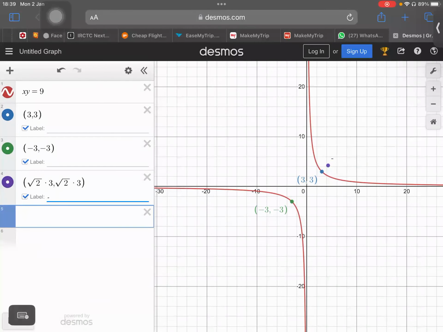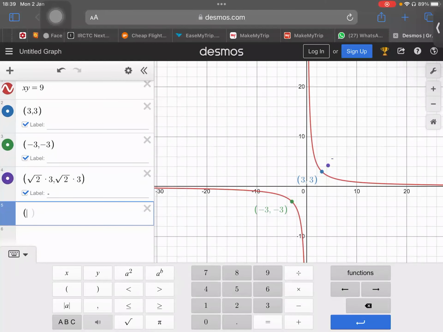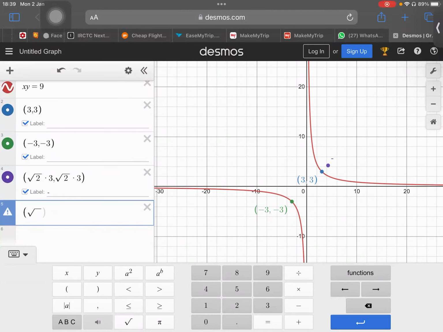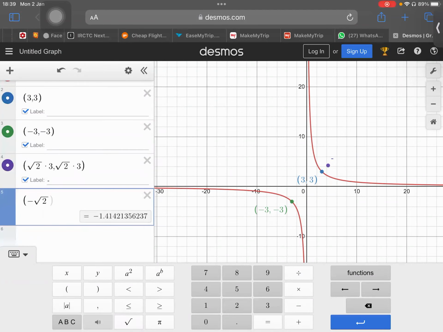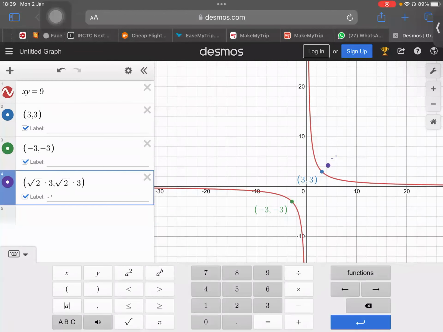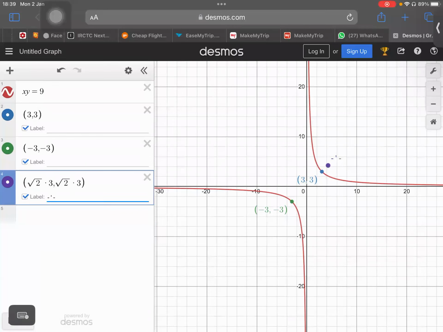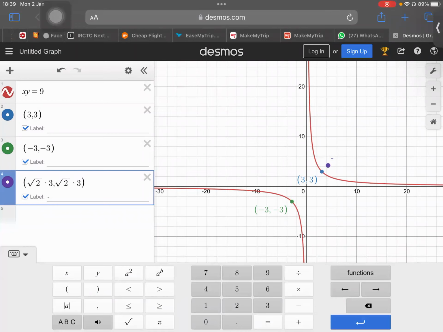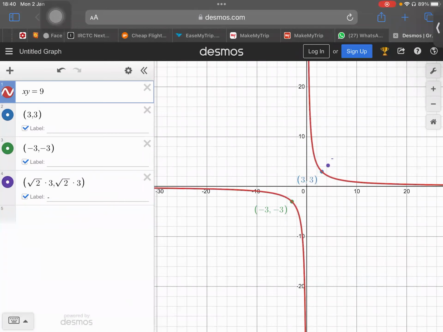Another focus you can plot here. So again it will be minus root 2 times 3. It's very hard to copy this. Not able to copy it here. Let's check. Okay, so you got it, right?